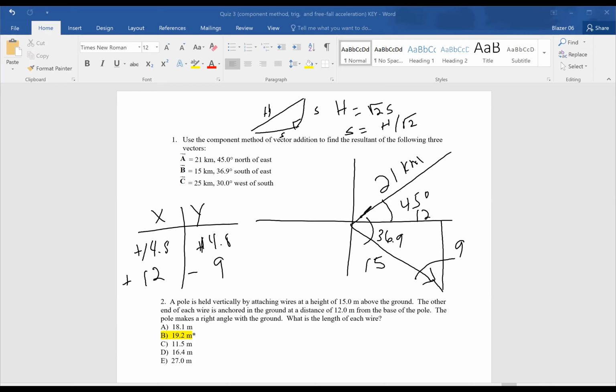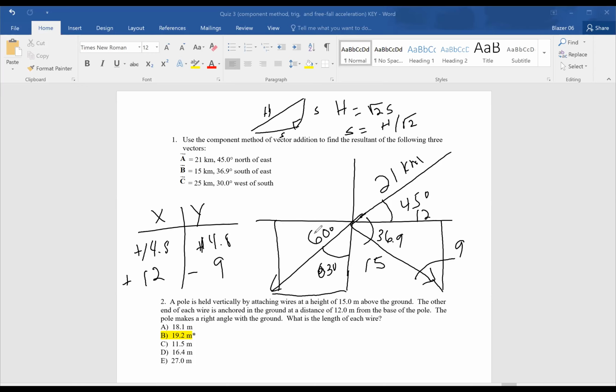Then for vector C, it is west of south. This is important. Watch very carefully. You move to the west from south, which means that this is my angle. So if this angle is 30 degrees, then if I complete this triangle, the opposite side, as you can see here, is parallel to the x-axis. So if I don't want to do that, I complete the parallelogram. Now this is 60 degrees.